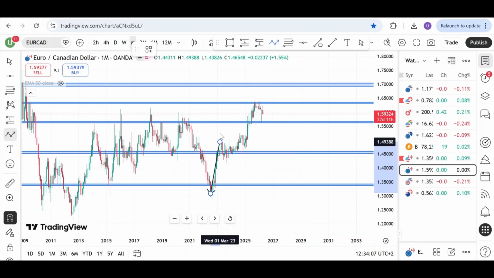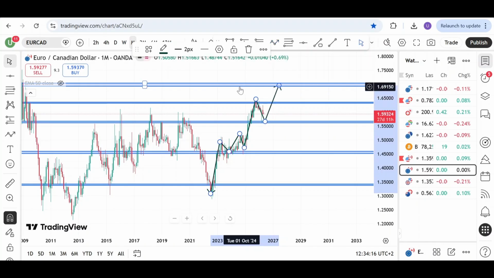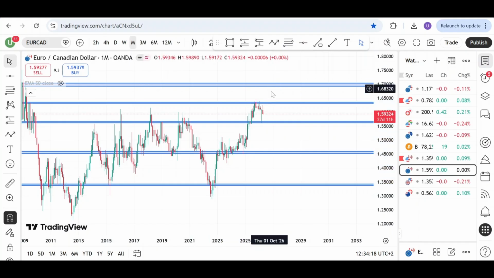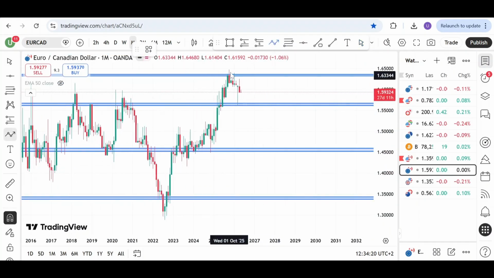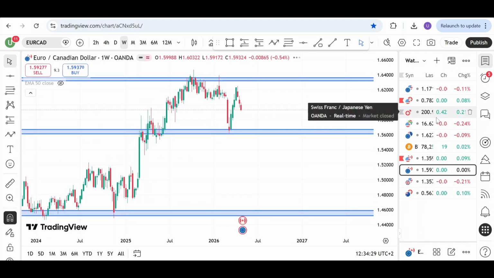Break of structure to create higher low here, equal high, equal low here. Break of structure to create high. You can expect a higher low here. Then you enter for buy. So we are going to capitalize on this pullback here. So let's go to the weekly time frame to see what's going on.